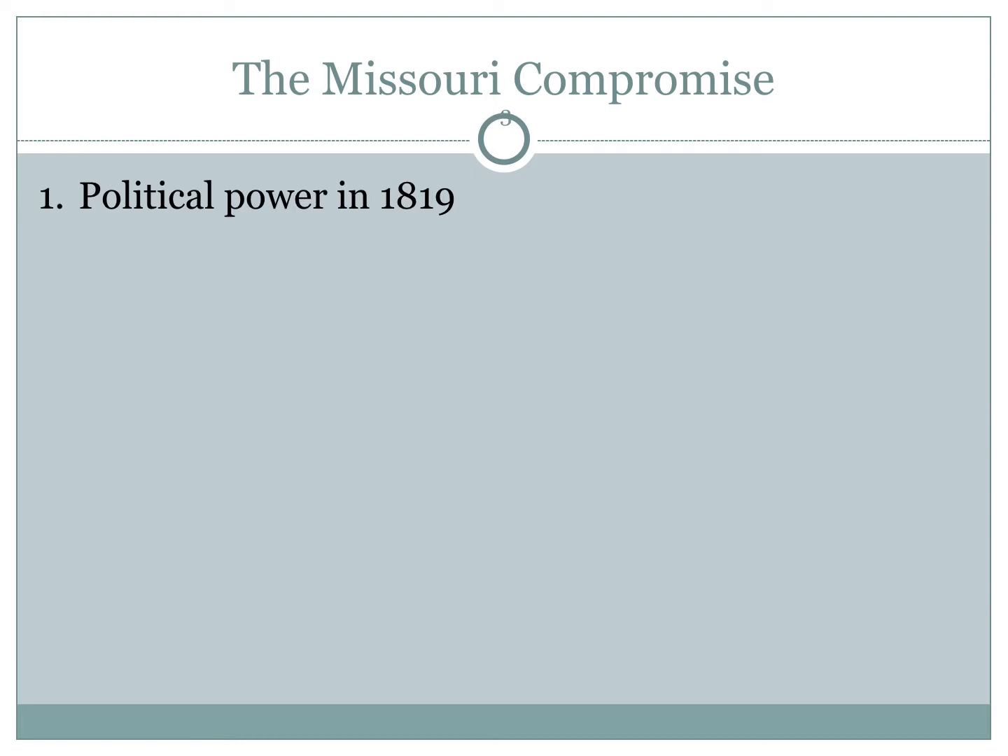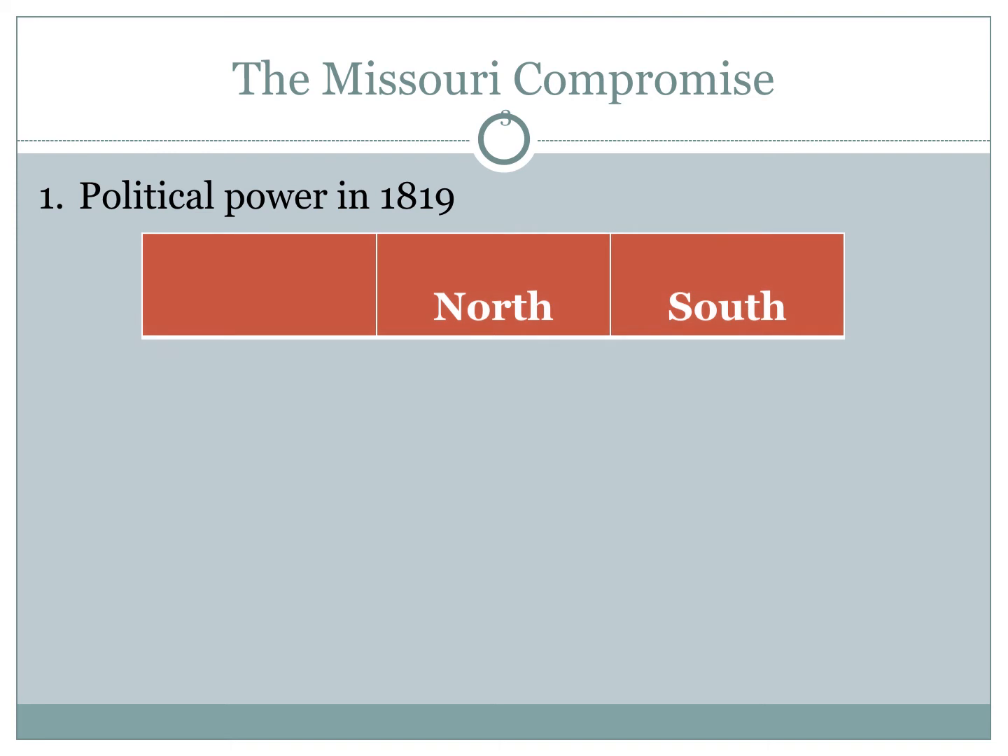To get some of the background, we need to first start off by looking at the split between the North and the South in terms of political power early in the 1800s. So in the Senate, you had an equal split between the free states of the North and the slaveholding states of the South. There were 11 northern states, 11 southern states, so each side got 22 seats in the Senate.